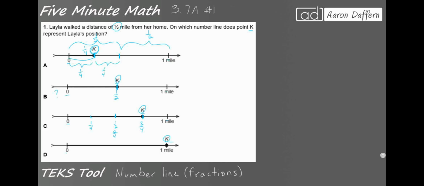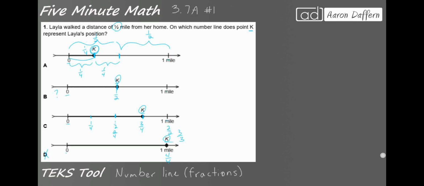And then finally, I've got D. Well, it doesn't need to be broken up. It's right on that 1 mile. So if we wanted to make it fourths, we could say it's 4/4, but we could also say it's 2/2 or it's 3/3, right? You don't really need a fraction since that point K is on the endpoint, right? So I am thinking it is going to be B.